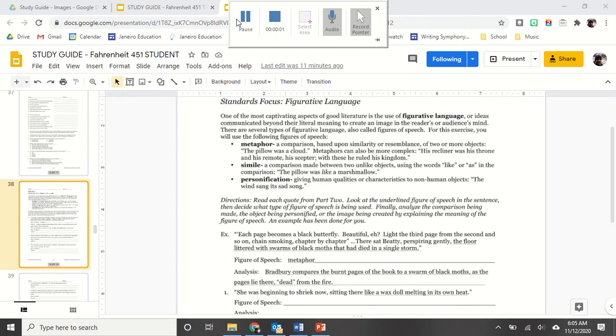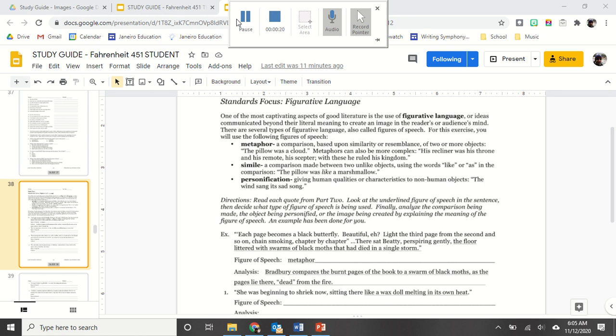Today's lesson is going to focus on figurative language. One of the most captivating aspects of good literature is the use of figurative language, or ideas communicated beyond their literal meaning to create an image in the reader's or audience's mind. There are several types of figurative language, also called figures of speech.